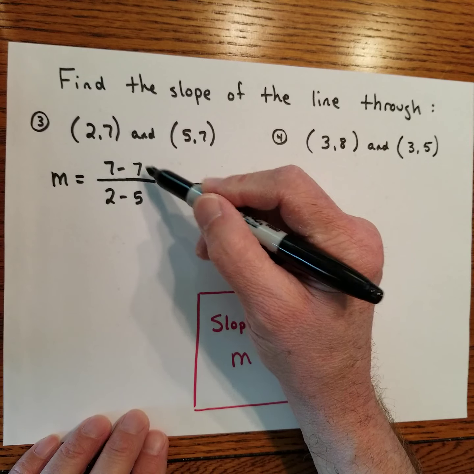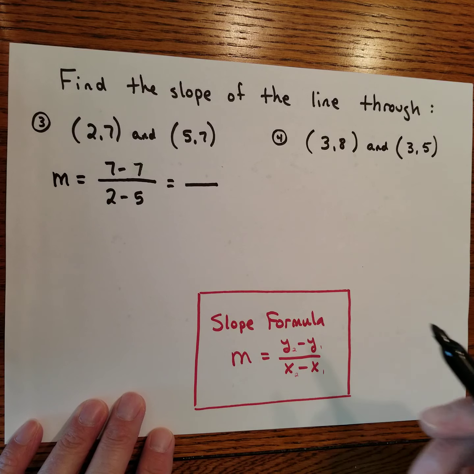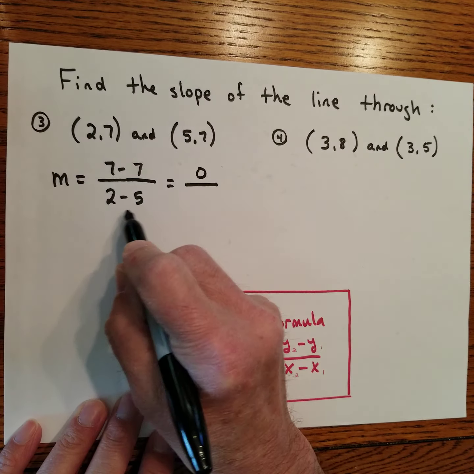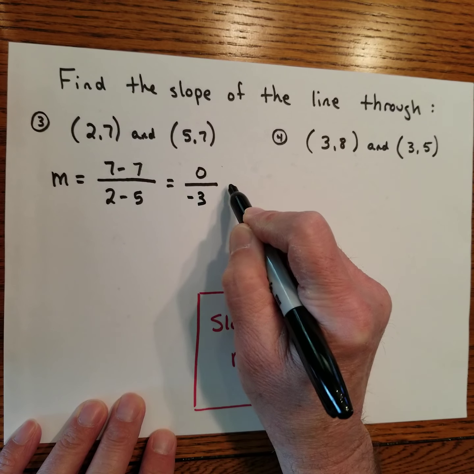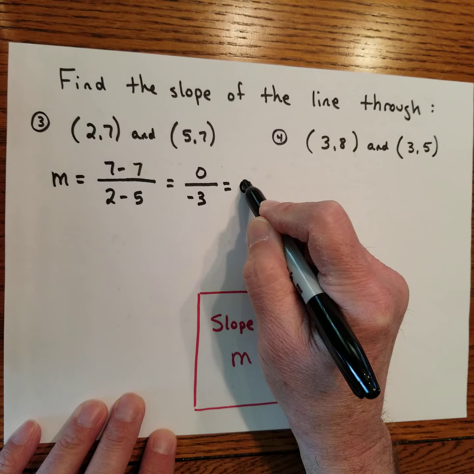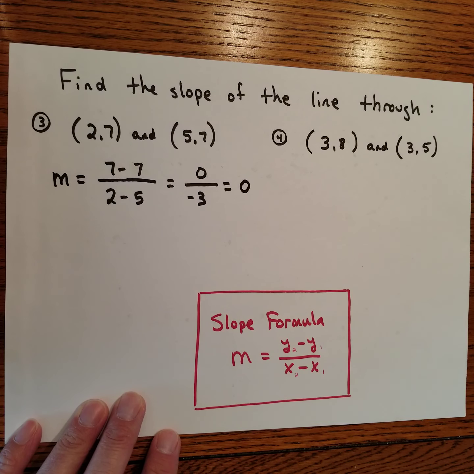Isn't it cool how my mistakes just correct themselves? Now subtract. 7 minus 7 is 0. 2 minus 5 is negative 3. But 0 divided by anything is 0. Remember, if my slope was 0, this must have been a horizontal line.